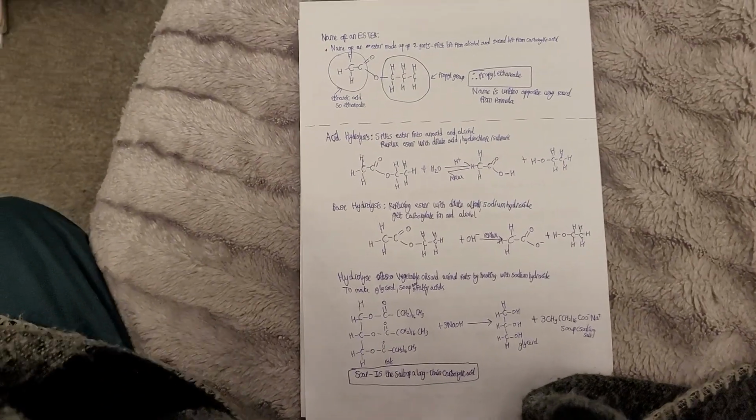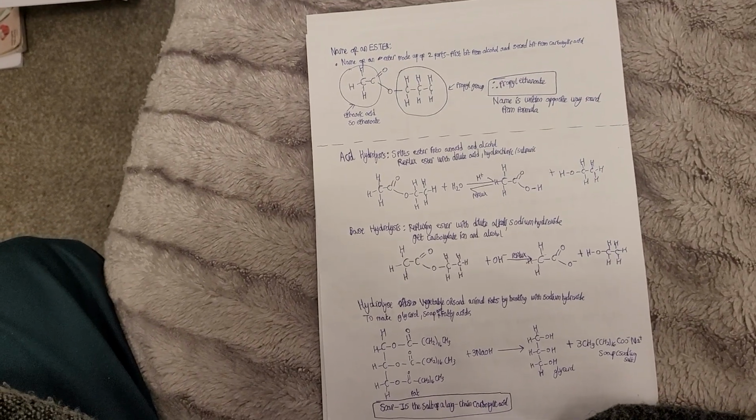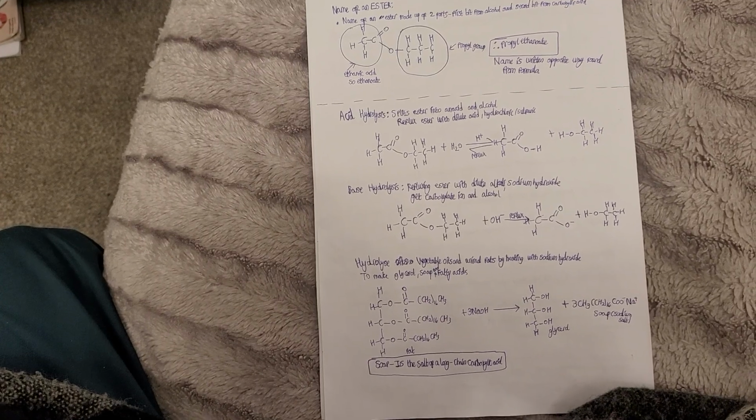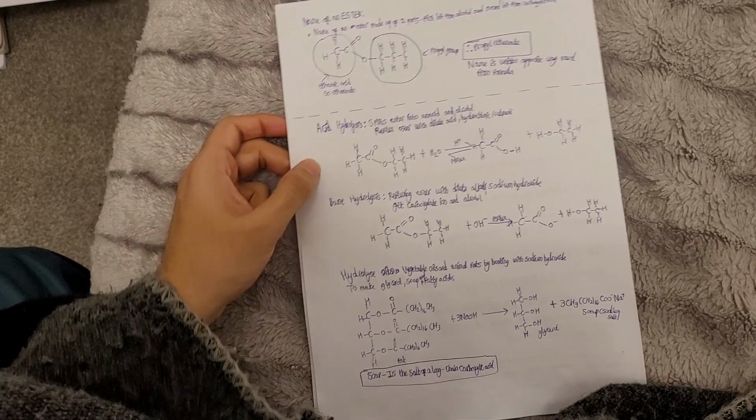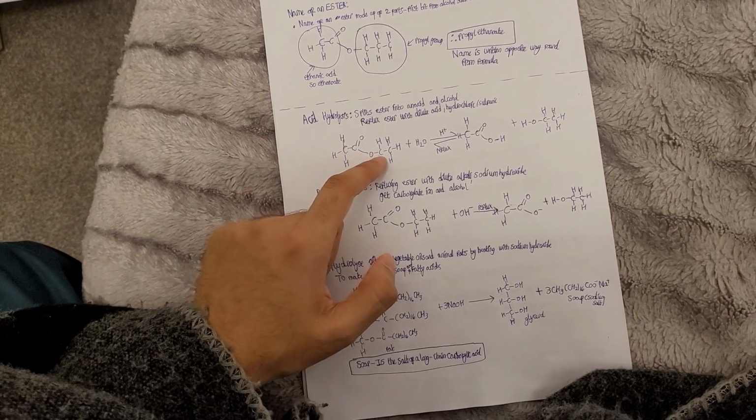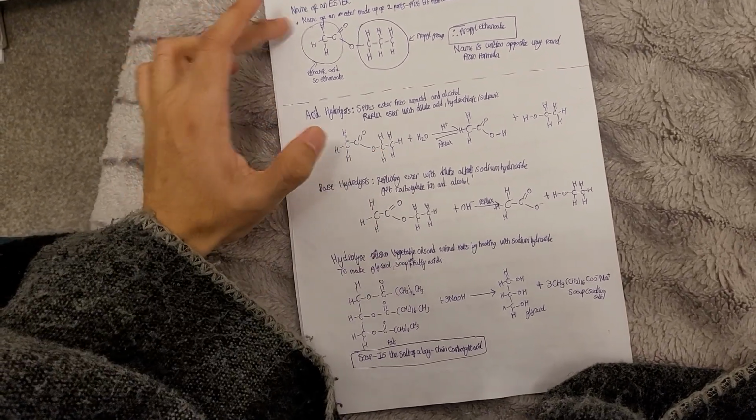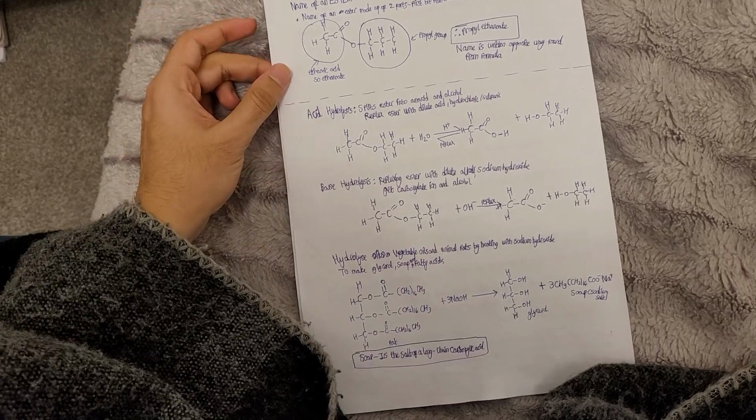Acid hydrolysis splits an ester into an acid and an alcohol. We reflux the ester using a dilute acid, hydrochloric acid or sulfuric acid. So you've got your ester here. In this case, we use what I went through in the last video.